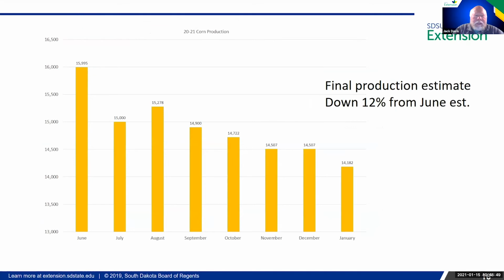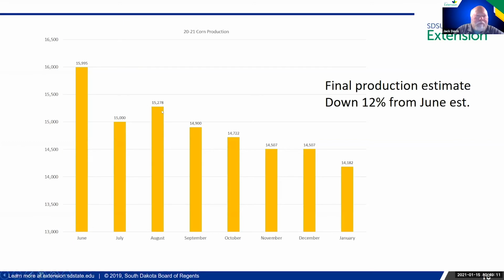This is interesting. This is the WASDE report's final production estimate each month. So going back to June, they were estimating 15.9 billion in ending stocks, or total production, I should say. 15.9 billion bushel of total production.